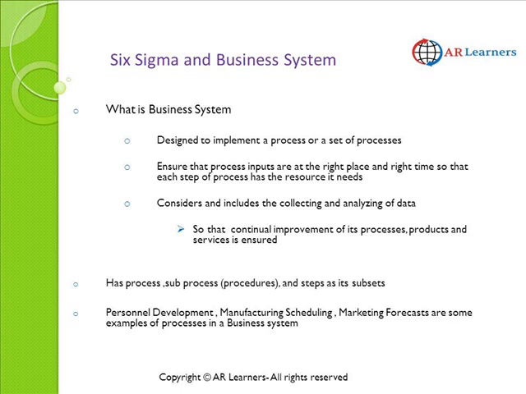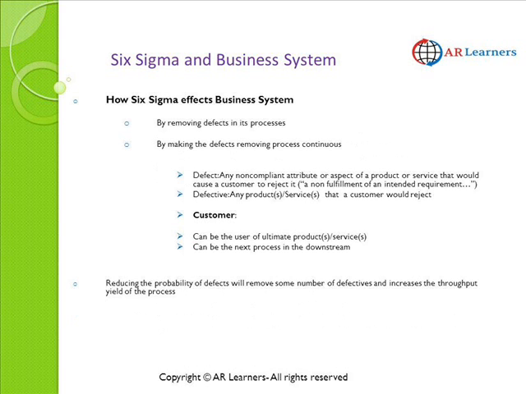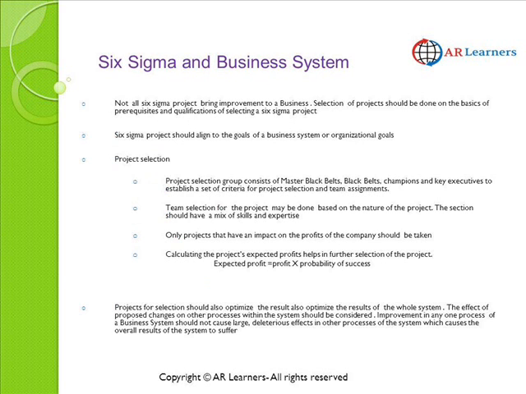Six Sigma and the business system: designed to implement a process or a set of processes, ensuring that process inputs are at the right place and right time so that each step of the process has the resource it needs, and including the collecting and analyzing of data so that continual improvement of its processes, products and services is ensured. It works by removing defects in its processes and making the defect-removing process continuous.